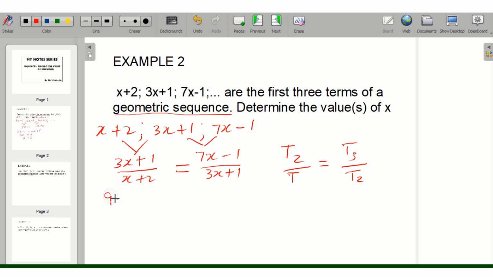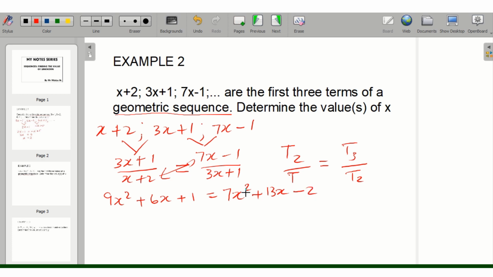So that would be 9x squared, and then after that, we are going to have 6x plus 1 equals to, and then you multiply these two. So x plus 2 and 7x minus 1, and that will give you 7x squared plus 13x minus 2.